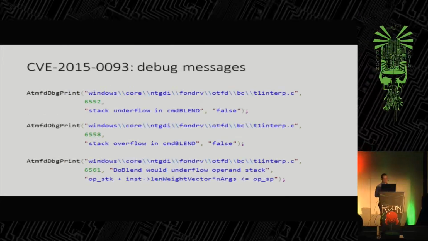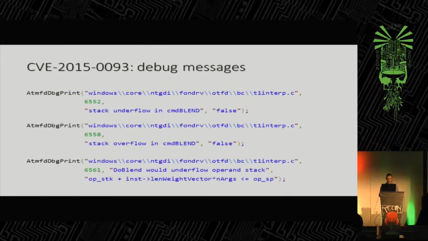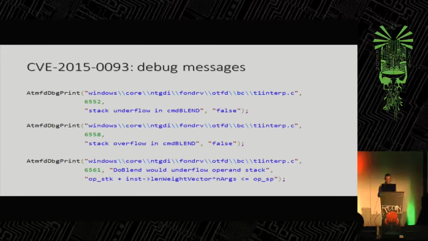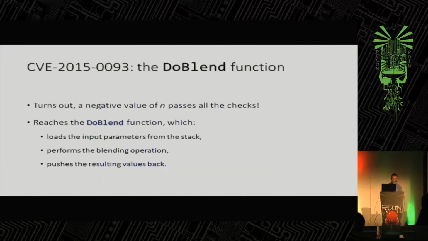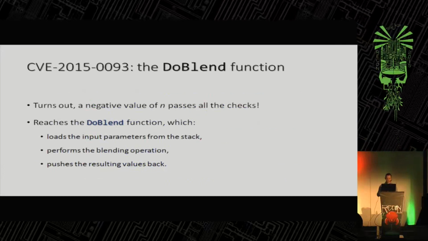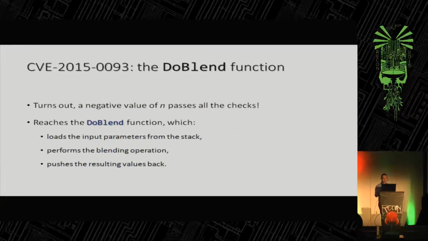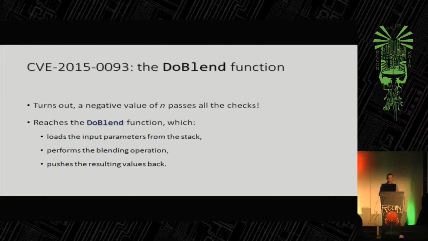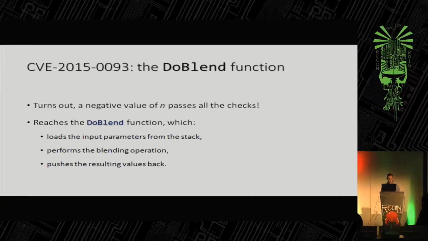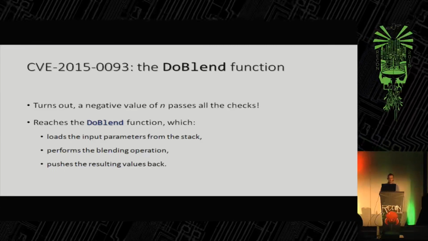And you could also see what some of those conditions actually were verbatim, because they were in the debug messages as well. But it turns out that even though they made a lot of effort to actually check all of those conditions, they missed one corner case, which is a negative value of n. So a negative value of n passed all of those checks, and it reached the doBlend function, which did 3 things, which I described before.